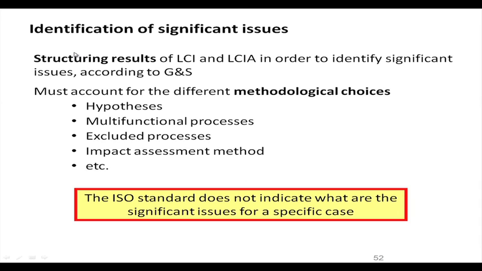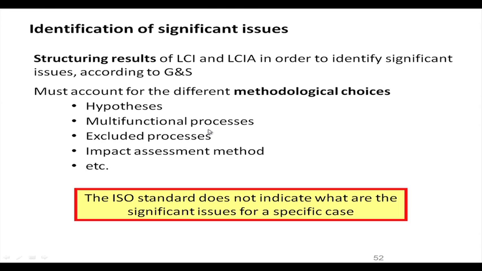So when we say identification of significant issues, you try to structure the results of LCI and LCIA, life cycle inventory as well as impact assessment, in order to quantify significant issues, including according to goal and scope. So there are certain significant issues. Here you must account for different methodological choices, like you have a hypothesis, and you try to see whether that hypothesis is true or not.